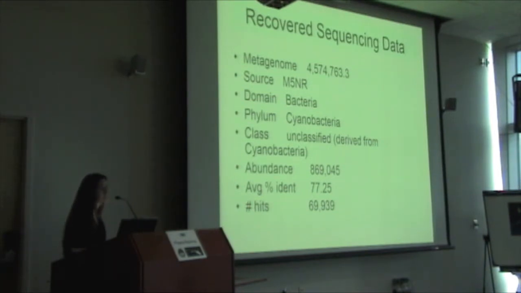Unclassified is what we really want to look for, because Dichothrix is unclassified in the cyanobacteria. It's not sequenced yet. And so we saw an abundance of 869,000 out of this 4 million, which isn't great, but at least we saw a good amount. And 77% was identified, and we had 69,000 hits in GenBank.